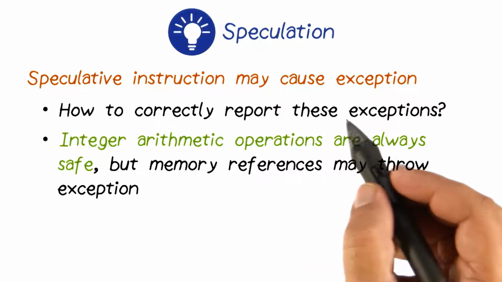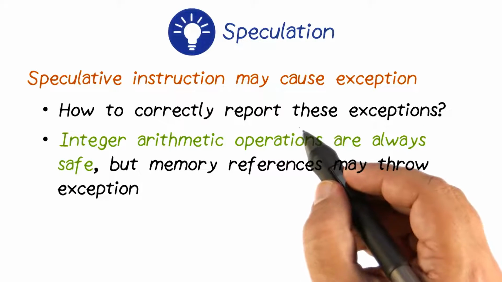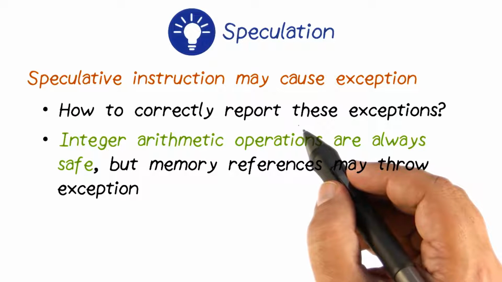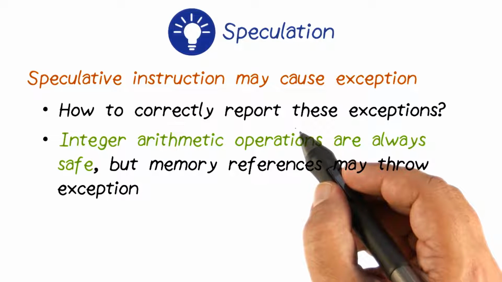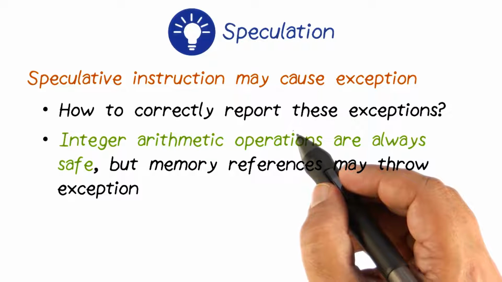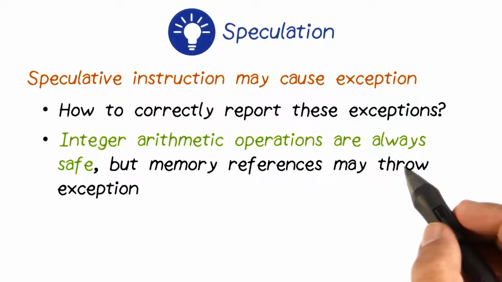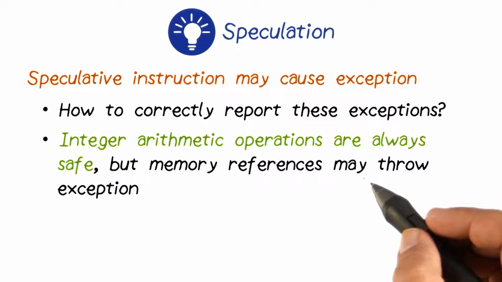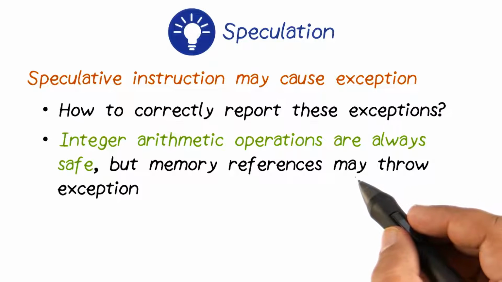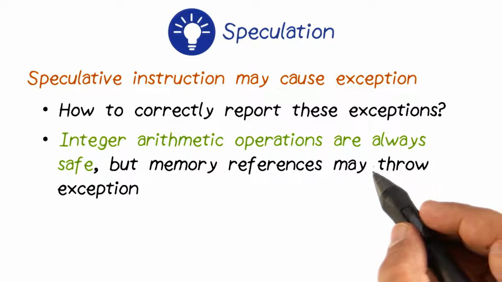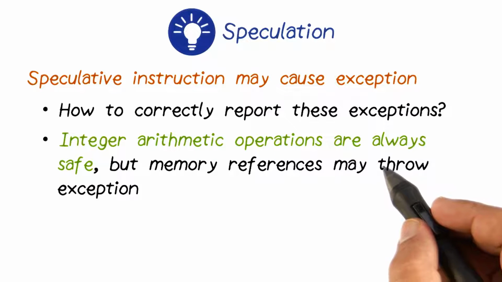Integer arithmetic operations are always safe. In other words, if we don't receive a proper value, we can easily undo those operations and claim that those different operations are to be redone. But memory references may also throw an exception. So for example, a load might generate an exception, and the question is how to deal with those exceptions.